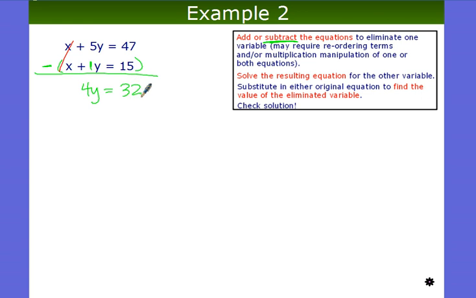Okay, so once I've done that, my second step is to solve that equation for the variable. My variable is y here. I'm going to solve by dividing by 4. I get y equals 8.